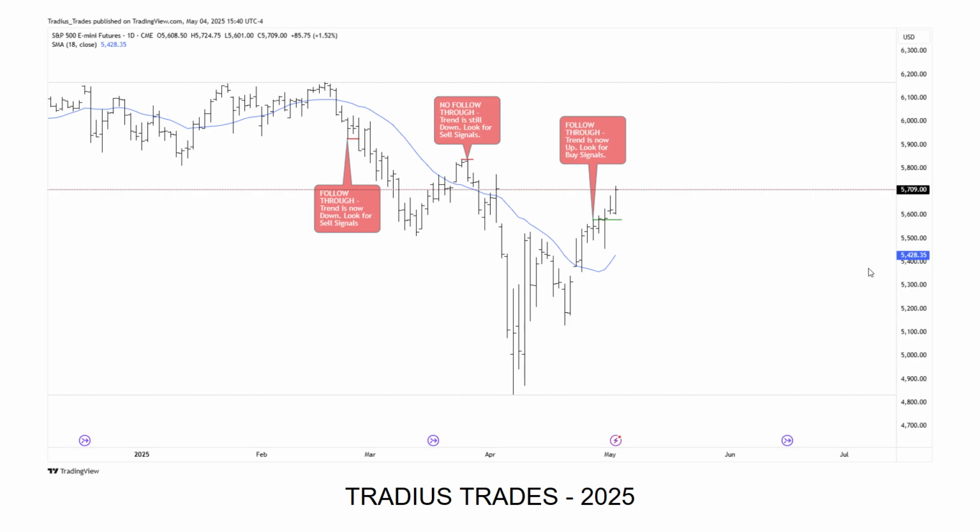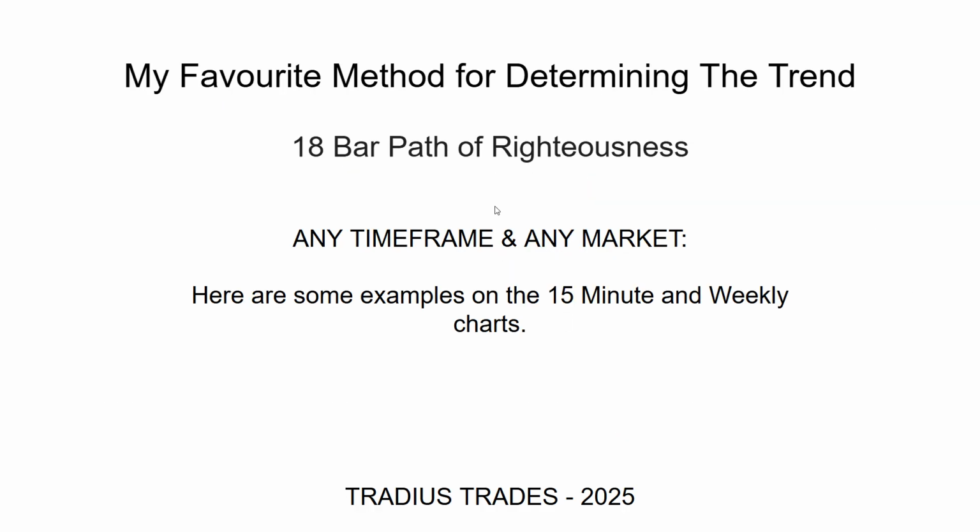So that's how you can use this to just know what is the trend. Once you know what the trend is, you know you shouldn't be taking buy signals. You should be looking to take sell signals. So basically, any time frame and any market. So what I've just showed you, all those charts were on a daily chart, but I'm going to show you some examples on the 15-minute and the weekly charts.